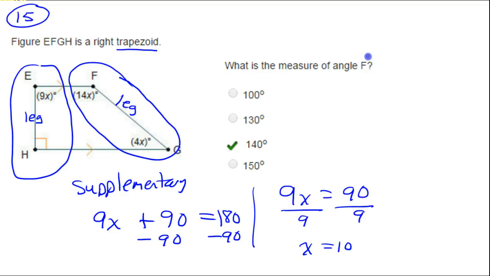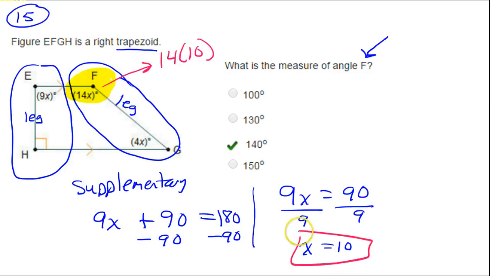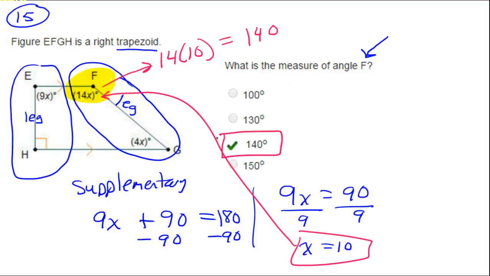Now we're supposed to find the measure of angle F. Angle F is right here, and I see that it is 14x. So that means 14 times 10. If I take this 10 and plug it in, of course 14 times 10, like you just said, is 140. That's why the measure of angle F is 140.